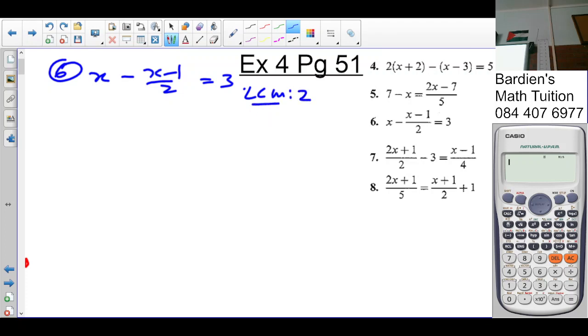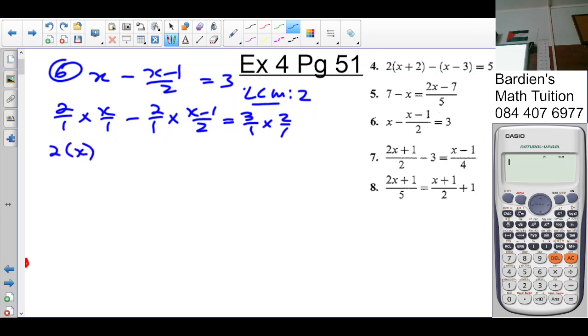Carry on. 2 over 1 times x over 1, minus x minus 1 over 2. So each term must be multiplied by this. Did you do that? Yes, sir. Okay, so you got 2 into x, yes, carry on. x minus negative 1 into x minus 1. Correct, nice. Equals 2 into 3. Yes. 2x minus x plus 2x plus x. Yes.